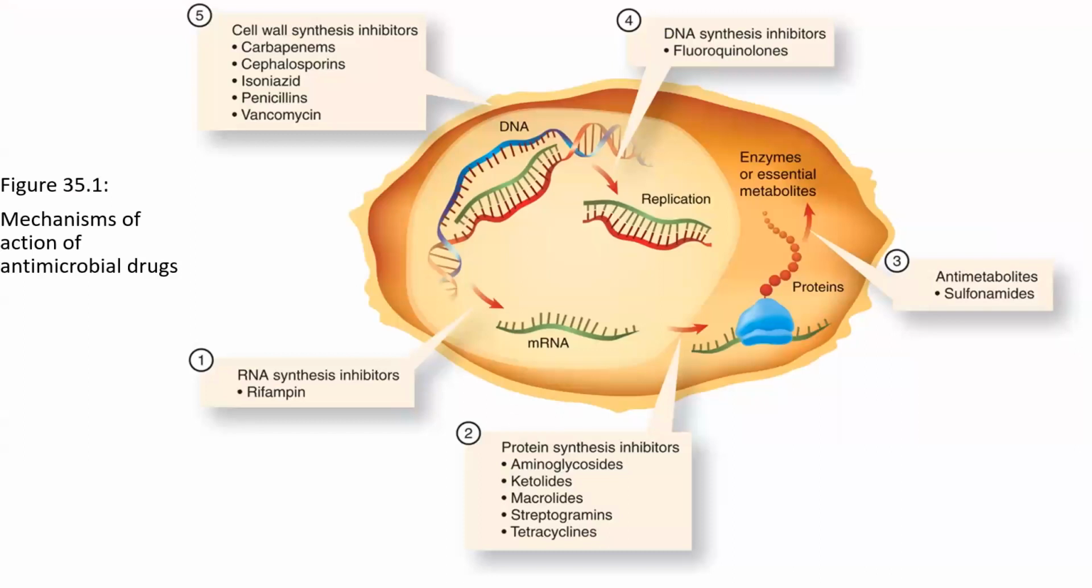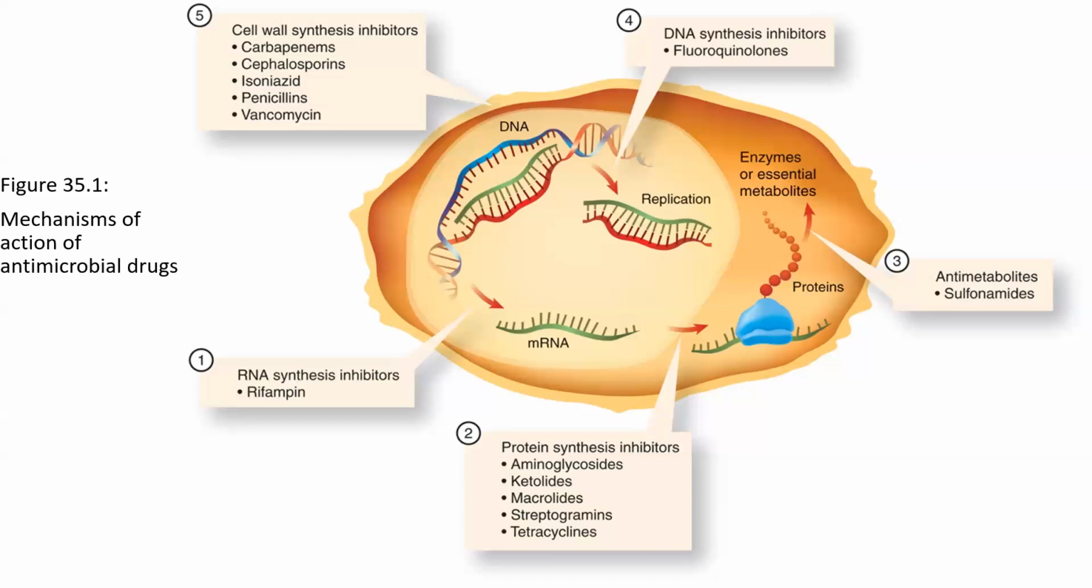This slide shows the mechanism of action of antimicrobial drugs, the different classes of medications, and how the meds are going to attack and target the bacteria at different stages and phases of the disease process. Some affect or destroy the cell wall, or inhibit the synthesis of the cell wall. Number 4 is DNA synthesis inhibitors like fluoroquinolones. Number 1 is RNA synthesis inhibitors like rifampin.